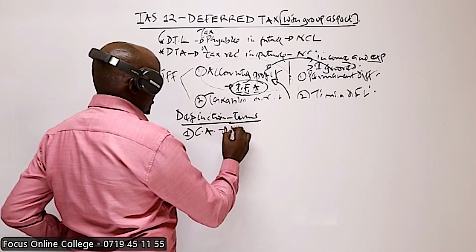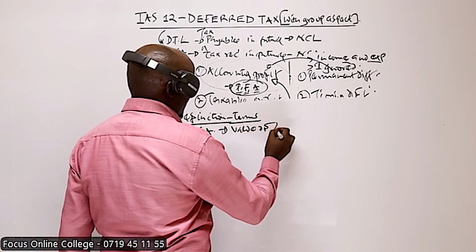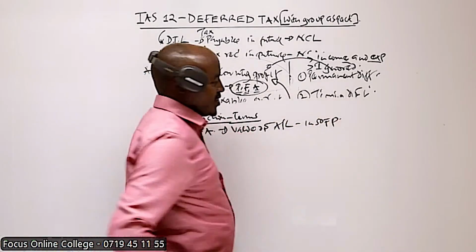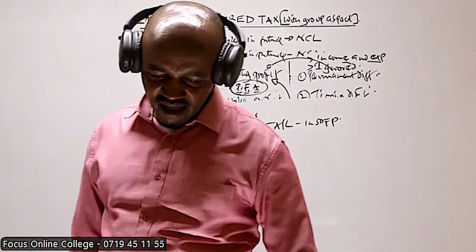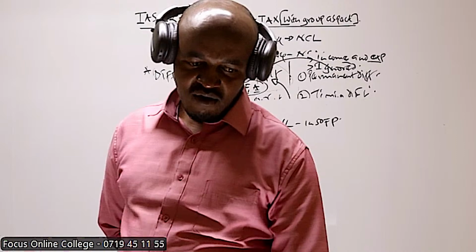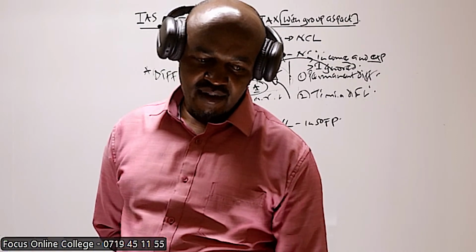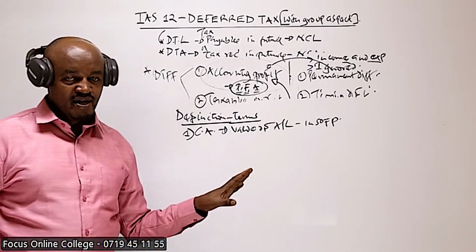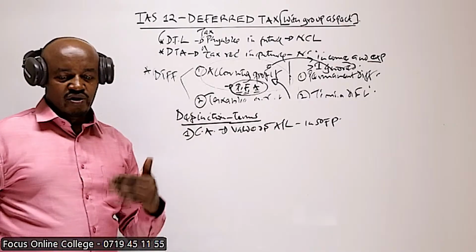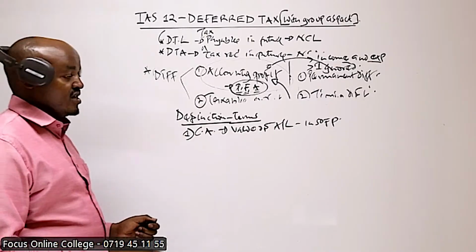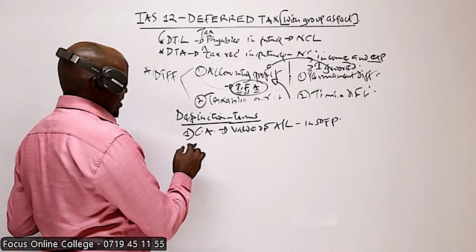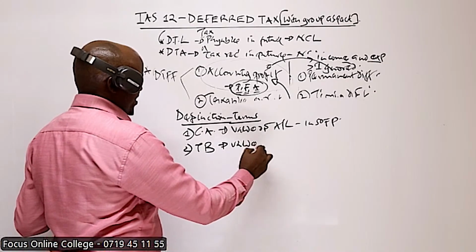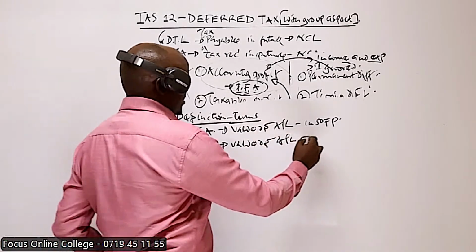So what is CA? This is the value of an asset or liability in the statement of financial position. That particular value at which an asset or liability is recorded in the statement of financial position, we refer to as the carrying amount. For example, we know that items of PPE are recorded here at their net book value. Number two, we have the tax base. Tax base is the value of an asset or liability for tax purposes.